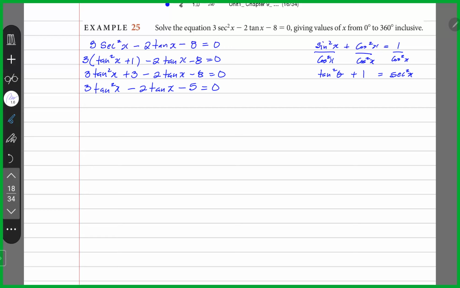So we have a quadratic equation with one unknown, the unknown being tan x. I do believe that this expression can be factorized. So we're going to have 3 tan x here.